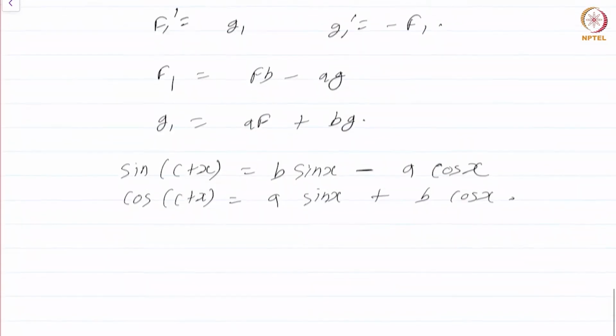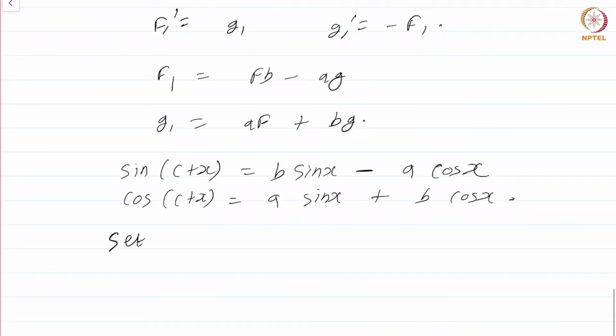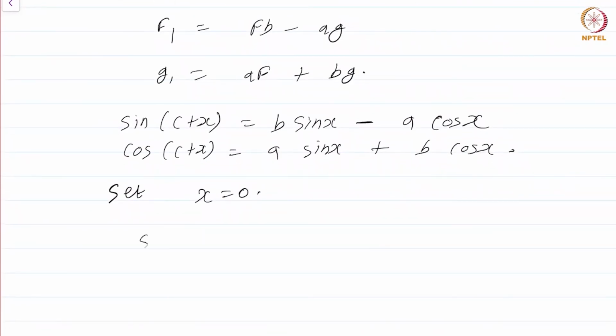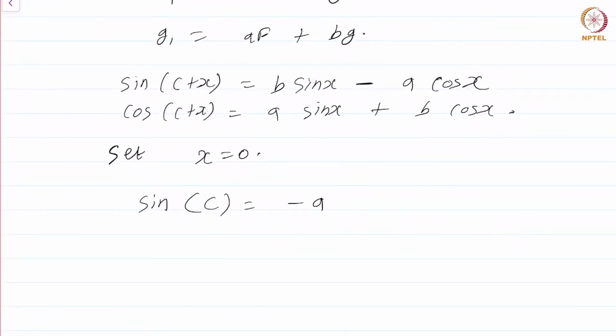Okay. Now what we do is set x to be equal to 0. What we get is sine of c is equal to minus a, and the second equation gives us cos of c is equal to b. Just by setting x equal to 0.